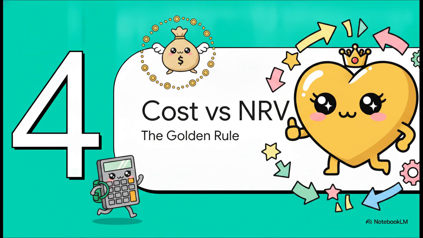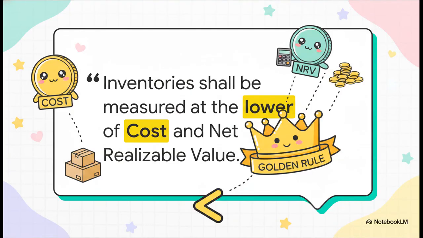Which brings us to part 4, the golden rule, cost versus NRV. Seriously, if you only remember one single thing from this entire explainer, let it be this. This is the heavily tested, undeniable heart of MFRS 102. Inventory shall be measured at the lower of cost and net realizable value. Read it, memorize it, sleep with it under your pillow. This is the golden rule.